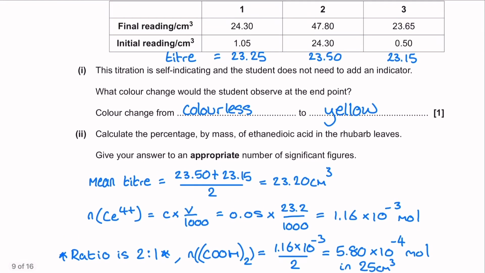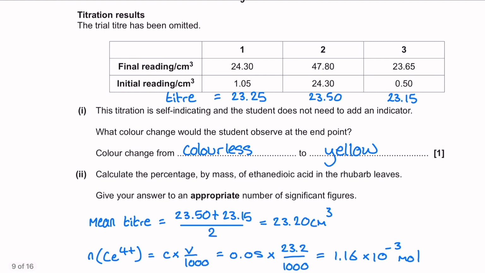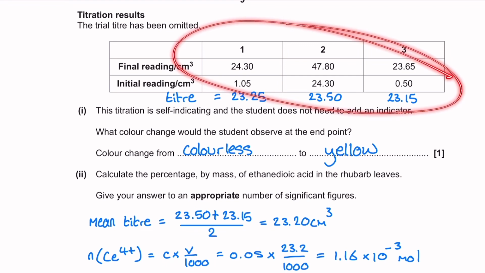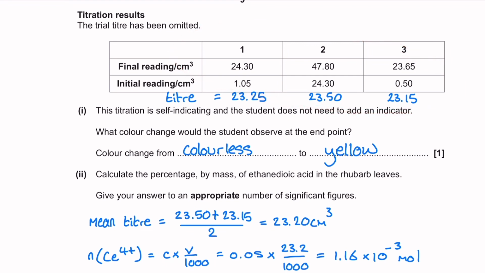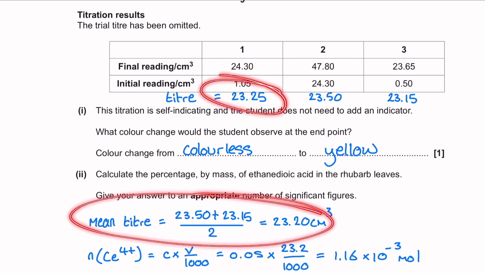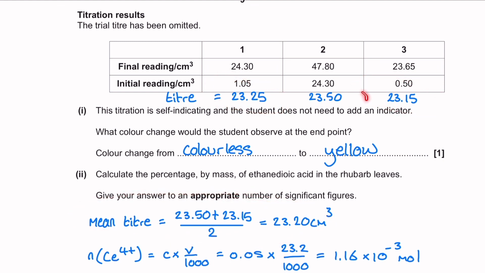All right? So, titration results, the trial titer has been omitted for this. So we're not worried about anything that's been used as a rough titration or a trial titration, however you describe it at your college. Here we've got 3 sets of data, but we can only use results which are concordant, which are within 0.10 of each other. So the only titers I'm going to use in the average titer when it comes to the calculation just here are going to be 1 and 3. I'm not going to use the results of number 2. Only use those that are within 0.10 of each other.